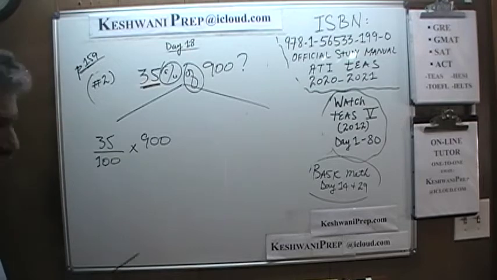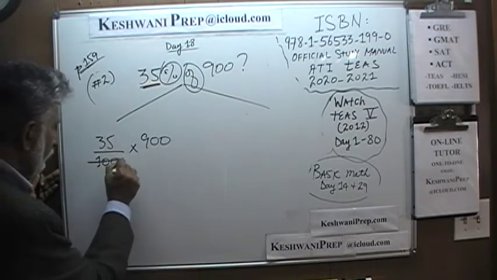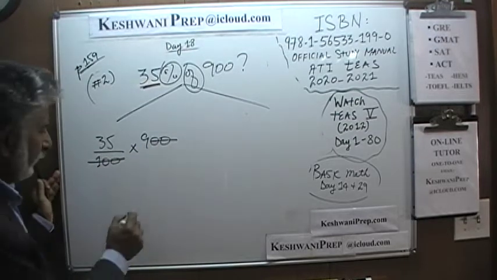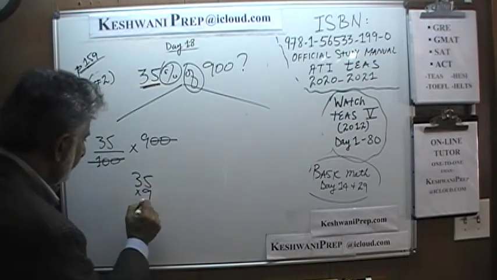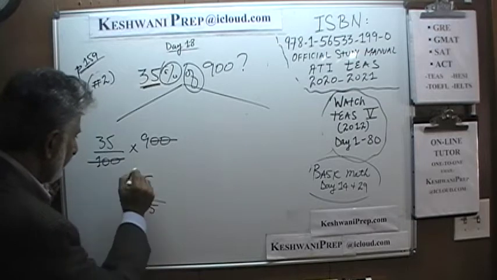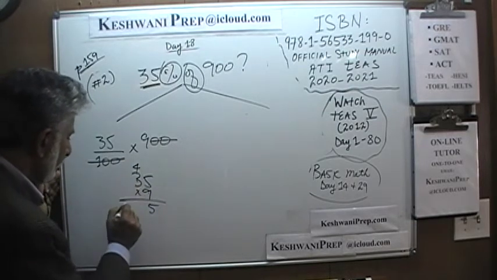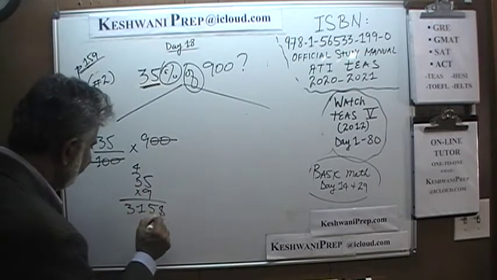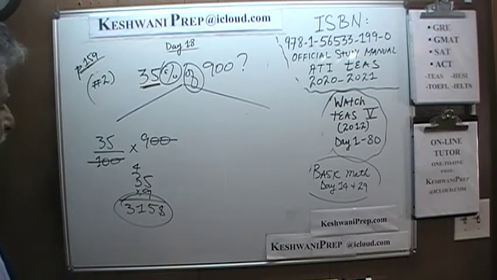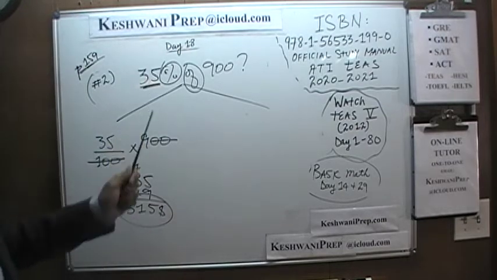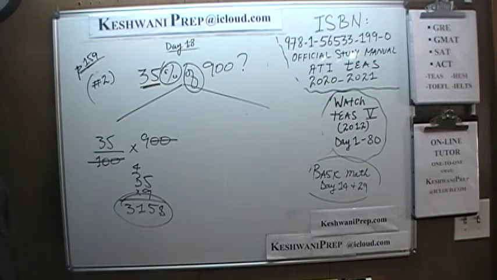Let's find out, shall we? Divide top and bottom by 100. If you divide top and bottom by 100, the 100 is going to go away and 900 becomes 9. So it's just 35 times 9. That's all it is. Nothing to it. 9 5s is a 45, carry 4, 9 3s is a 27, plus 4 is 31. Voila. That amount represents 35% of 900.